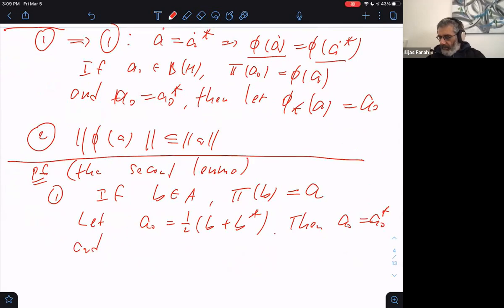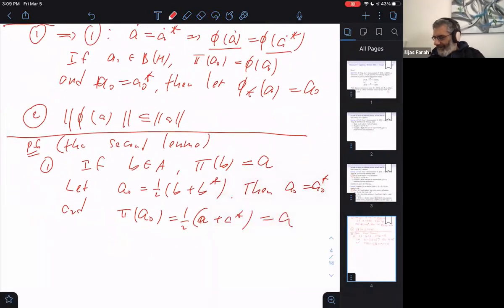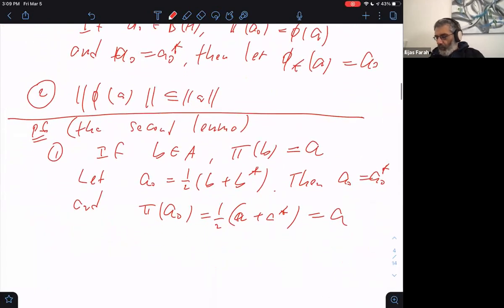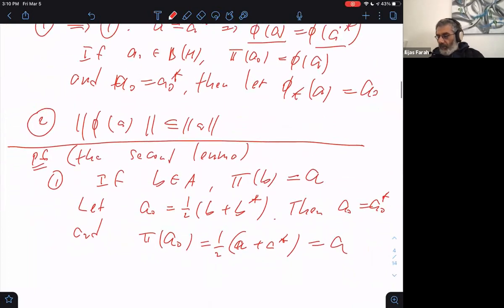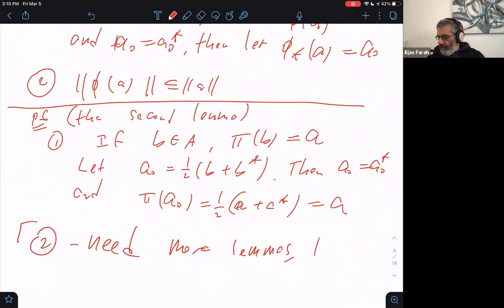And what is P of A0? Well, it is 1/2 of A plus A star, but A is self-adjoint, so this is just A. Right, so okay, 1 is by far the easiest of the 3 parts of this proof. I'll move to part 3, because part 2 will take a while. So for 2, we need more lemmas, and they're coming up.